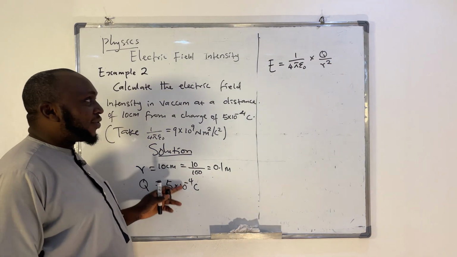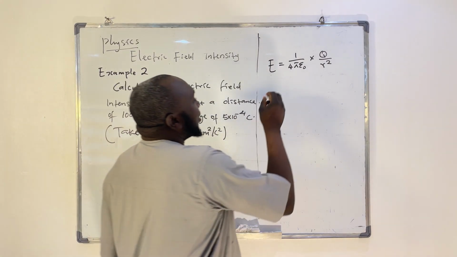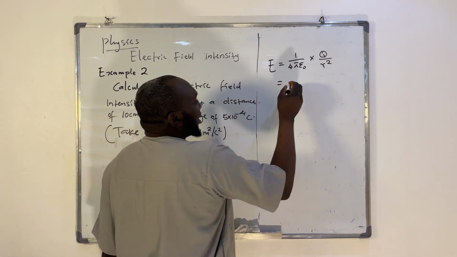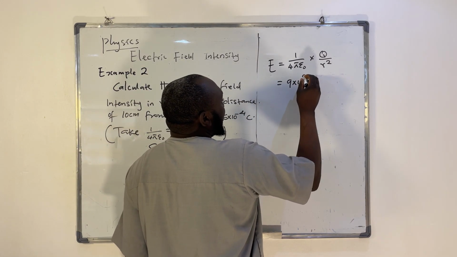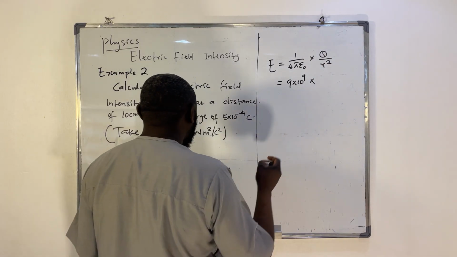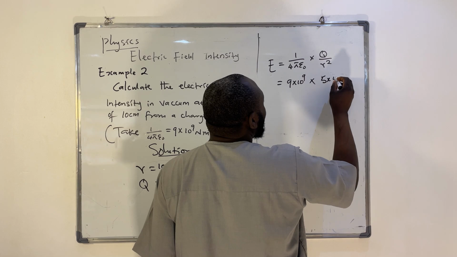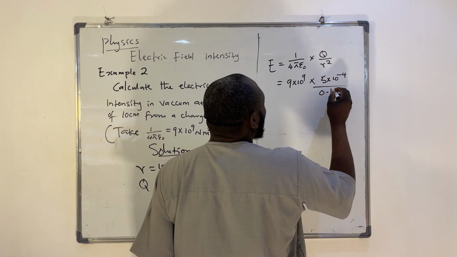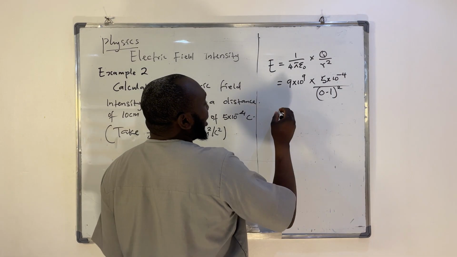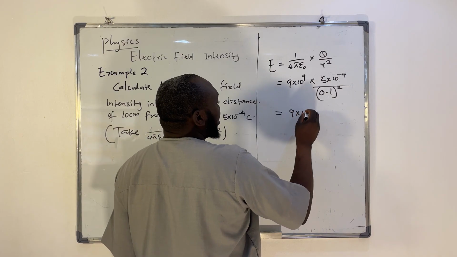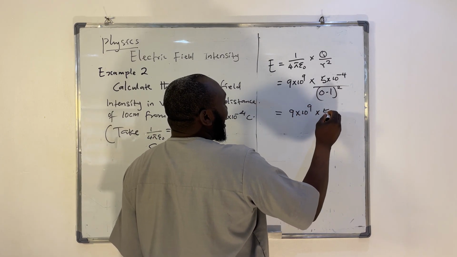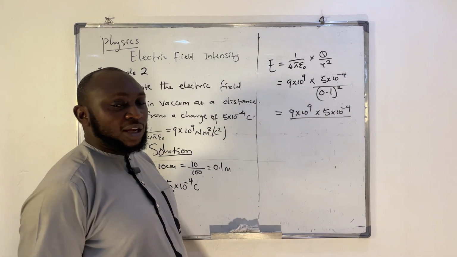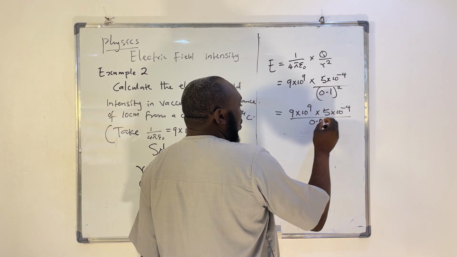Substitute the data we have here into the formula. The value 1 over 4 pi epsilon naught is given as 9 times 10 to the power of 9, times Q, which is 5 times 10 to the power of minus 4, over r, 0.1, all squared. At the end, we have 9 times 10 to the power of 9 times 5 times 10 to the power of minus 4 over 0.1 squared, which is 0.01.